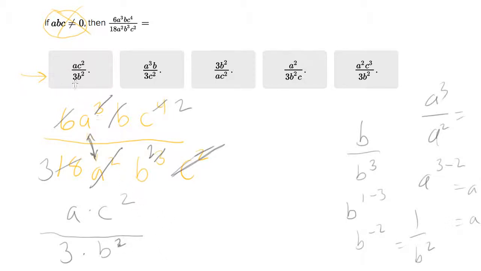Is that an answer choice? ac squared over 3b squared. Yep, that's the first one. This is the mistake I almost made. If you get rid of all of an exponent, so if we're canceling out 2 of these, make sure that you don't leave c, which would be the equivalent of c to the 1. We really want c to the 0, which is equal to 1, which means the whole thing goes away. So it's a nice little warning.